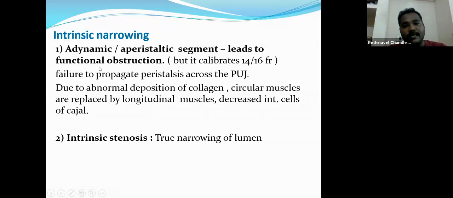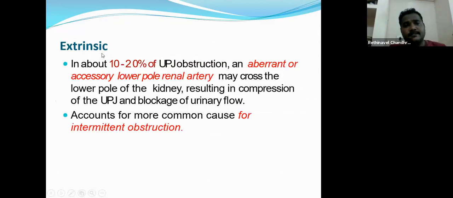Why is this adynamic segment occurring? Normally we know in the ureter there are three layers: outer longitudinal, middle circular, and inner longitudinal. Here what will happen is this middle circular fiber will be lost and it is almost replaced with longitudinal muscle, and also there will be an abnormal deposition of collagen. Due to these changes only, there will be an adynamic segment. As a result, there is a failure to propagate the peristalsis across the PUJ. What is extrinsic? Extrinsic means anything compressing from the outside. The more important one we are worrying about in outside compression is an accessory lower polar renal artery.